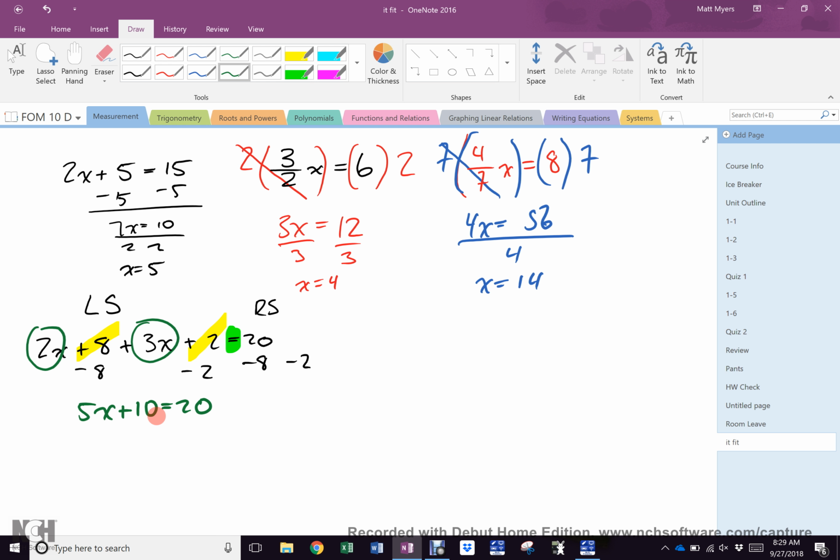All right, so minus 10, or minus 8 minus 2, or minus 10 minus 10. 5x equals what? 10. What does x equal? 2.